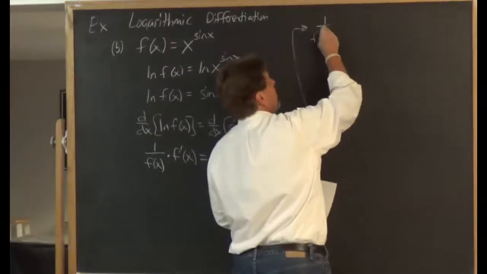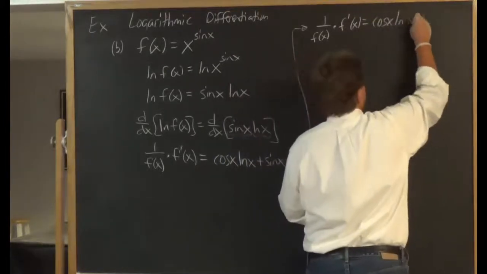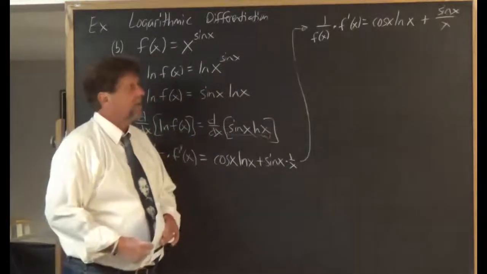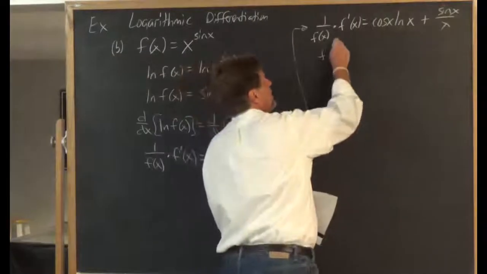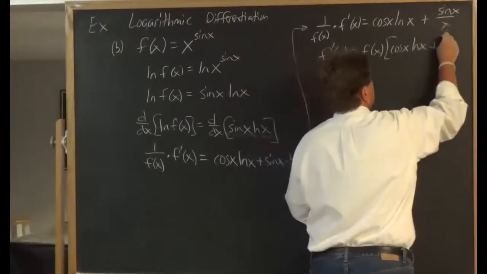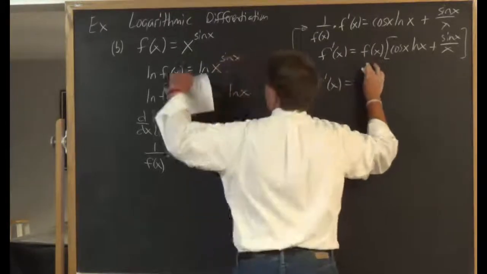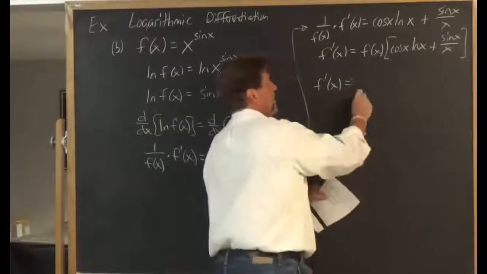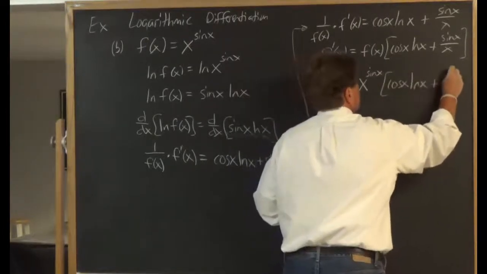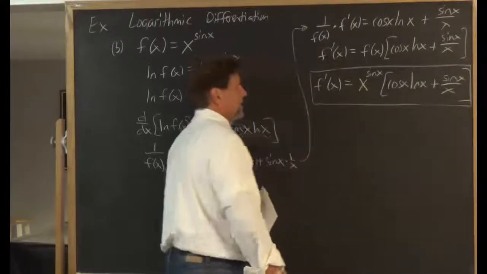And then I have to pull it up here because I run out of room. And I'm doing one little cleanup step. Writing sine x times 1 over x is sine x over x. Now I multiply both sides by f(x). And then finally, f(x) was x to the sine x. So substitute x to the sine x in for f(x). And that is it. Hopefully you got that.